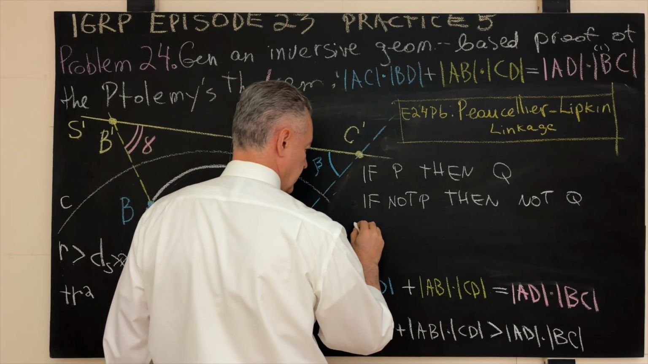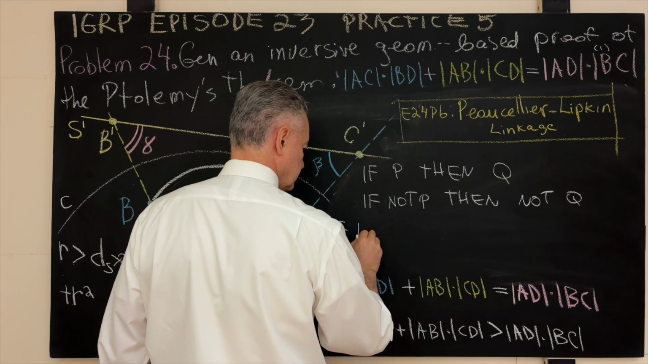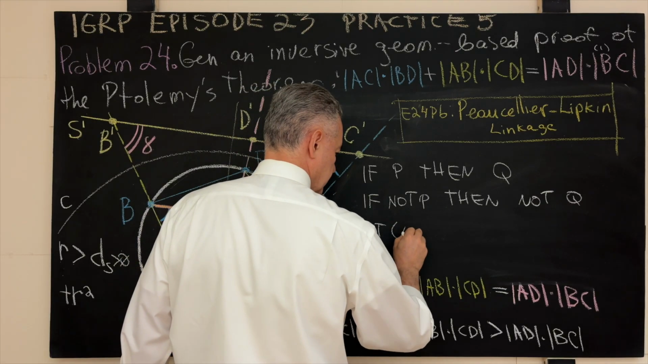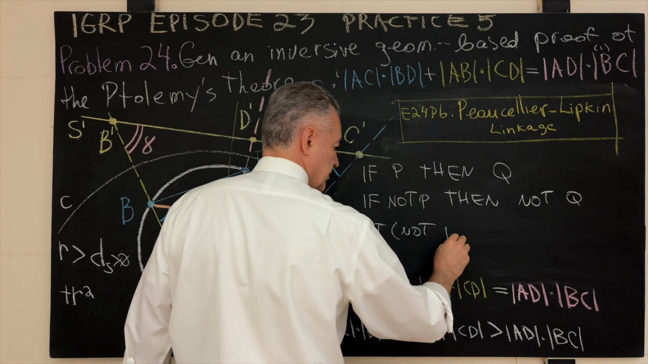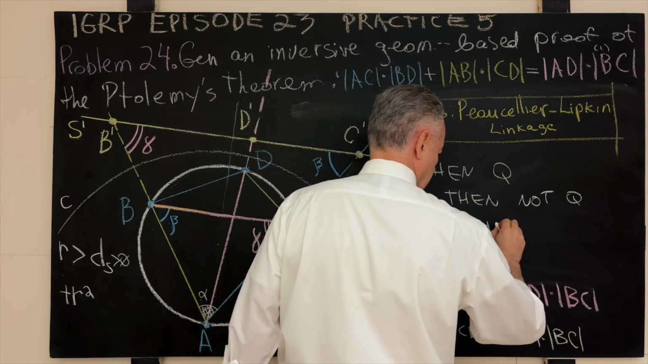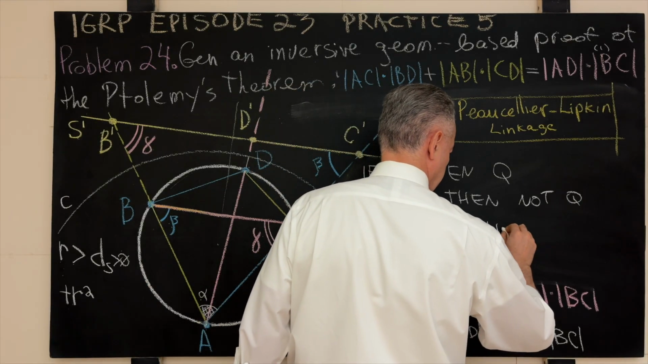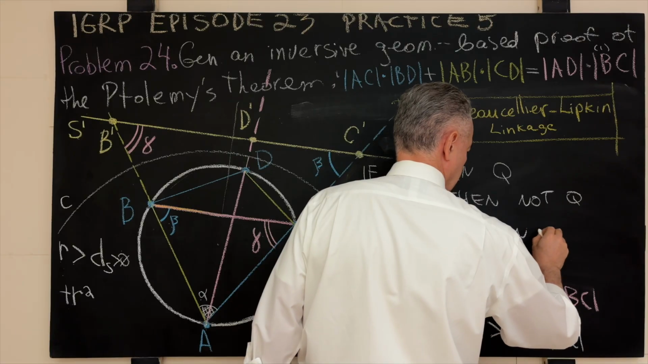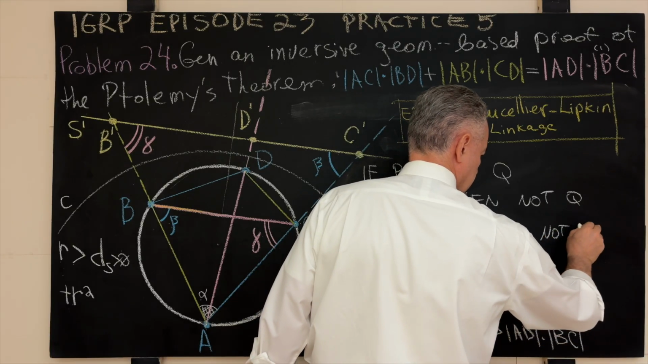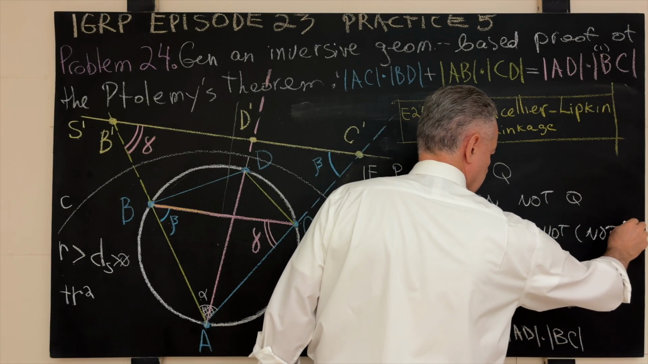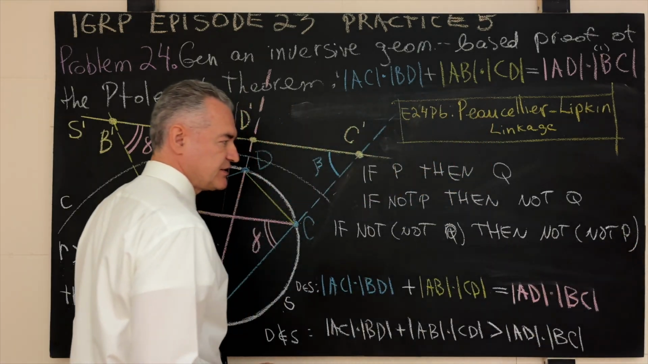So we will write it as follows. If not Q, I'm sorry, not P, Q, and then not P. That is how we did it.